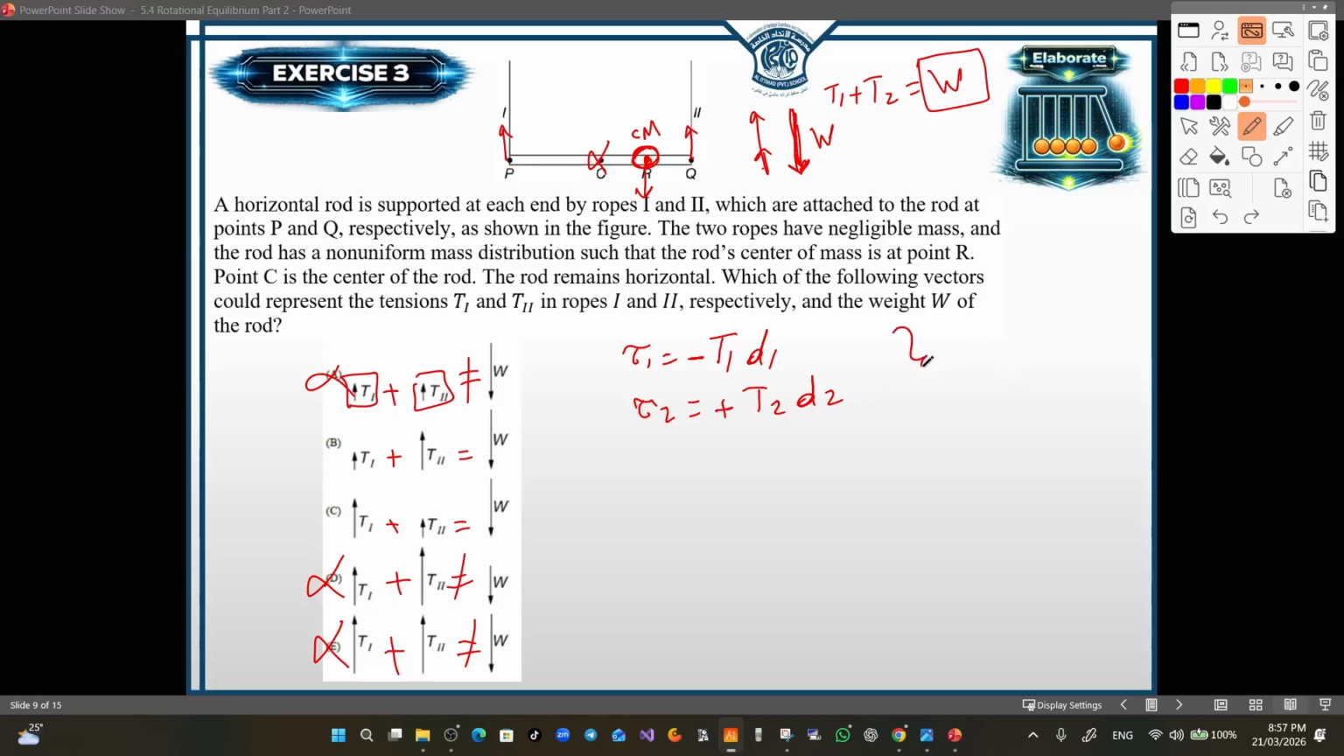Now, according to the rotational equilibrium, tau net equals 0. So tau 1 plus tau 2 equals 0. Minus T1 D1 plus T2 D2 equals 0, which means T2 D2 equals T1 D1.